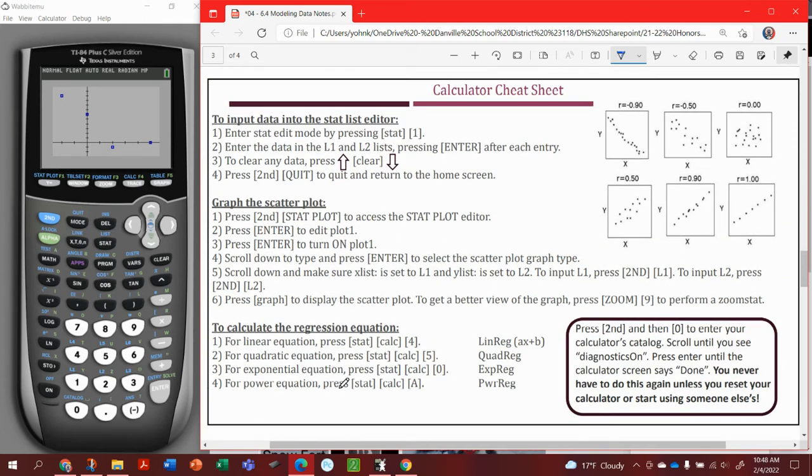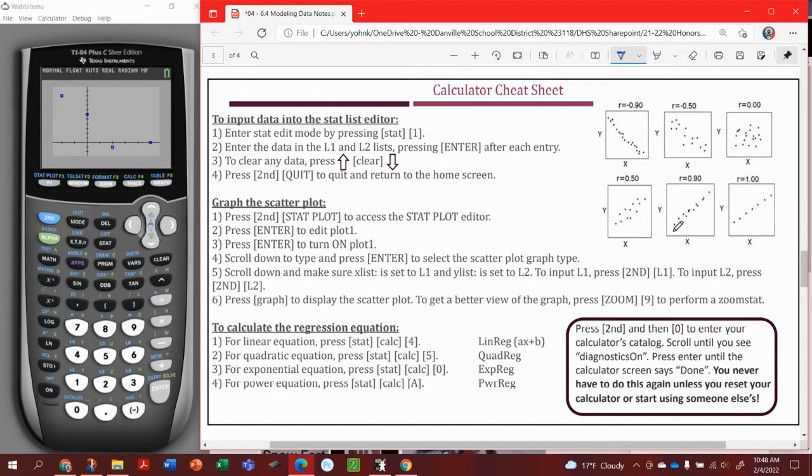All right, so here are the instructions again, how to put data into the stat list, how to graph a scatter plot. Now we're going to work on how to calculate a regression equation. Also, take a look in this top right corner. I have different R values. This is your correlation coefficient. If you have a really strong relationship, then you're going to have a number close to -1 or close to +1. So this top one is -1 and it's going down.